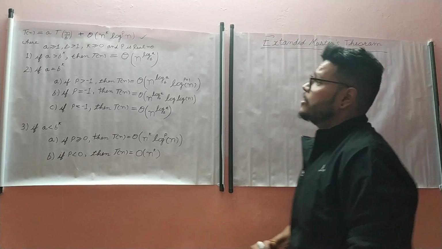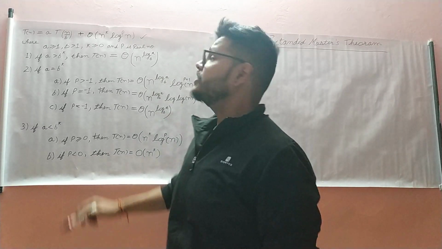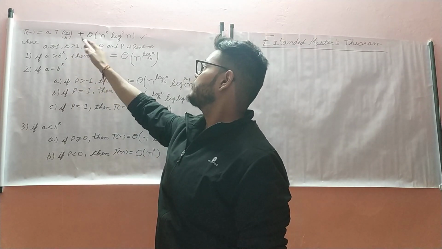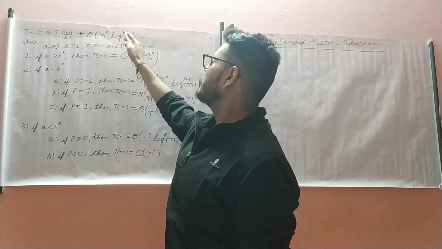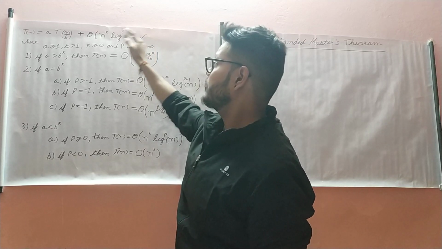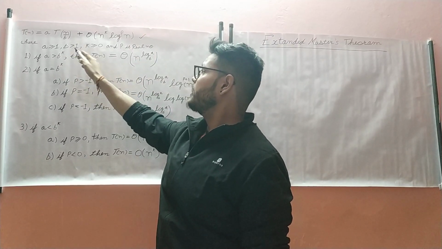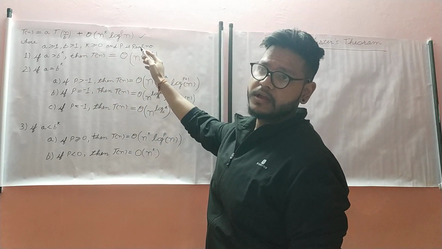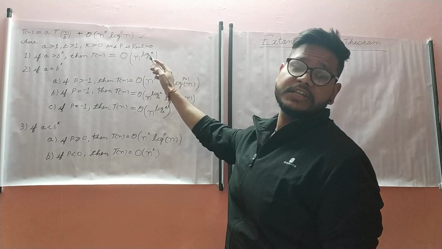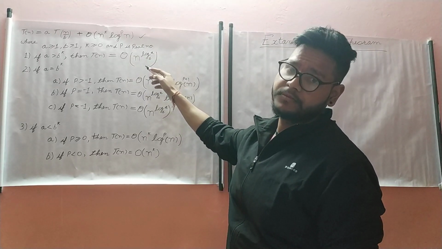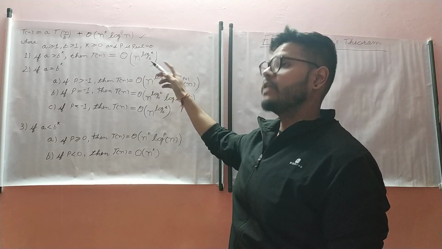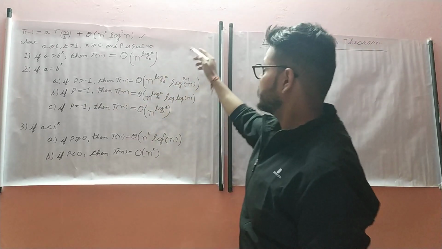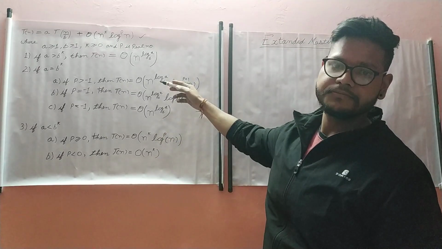Today I am going to solve some GATE questions about Master's Theorem, the extended Master's Theorem. Firstly, if a recurrence relation is in the form T(n) = aT(n/b) + theta(n^k log^p n), where a is greater than or equal to 1, b is greater than 1, k is greater than or equal to 0, and p is a real number, then we can apply the extended Master's theorem to that recurrence relation. The extended Master's theorem is different from what we have studied in the Master's Theorem. So this is the extended Master's theorem. You can write it.